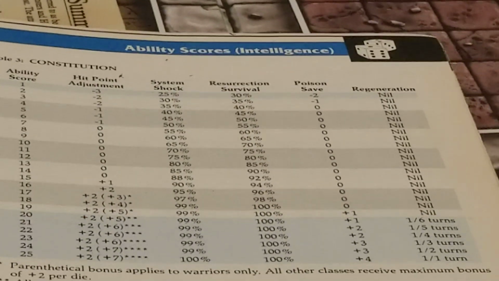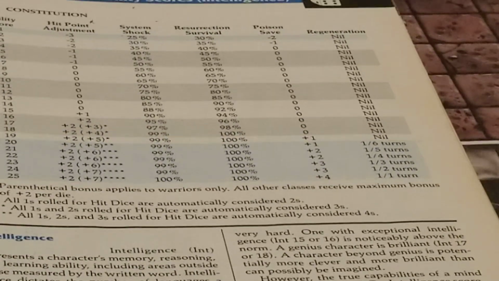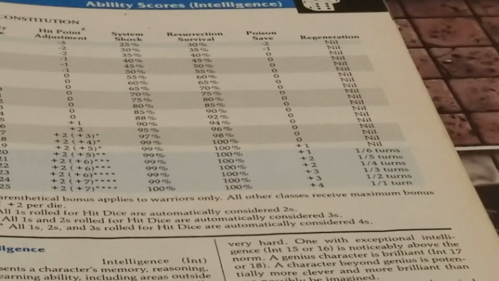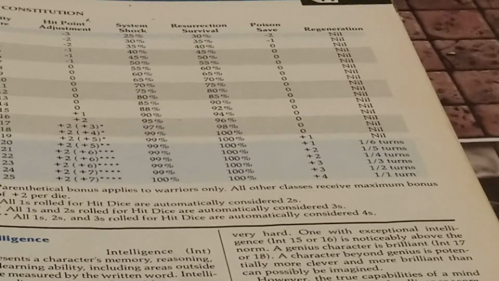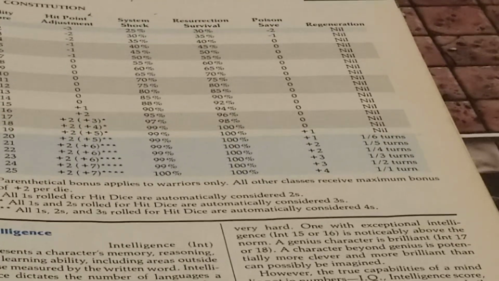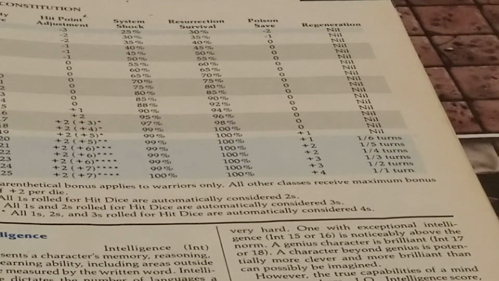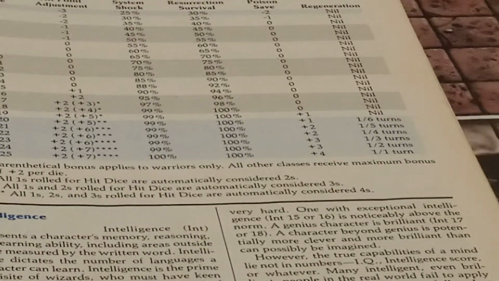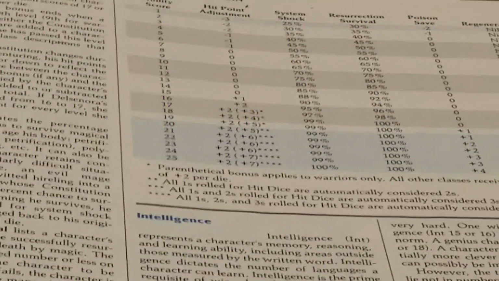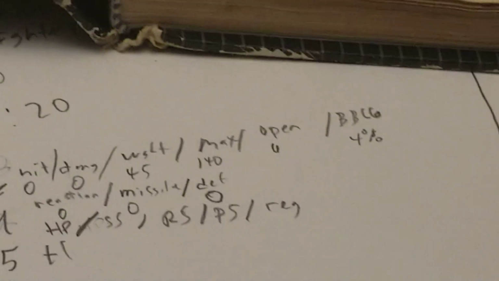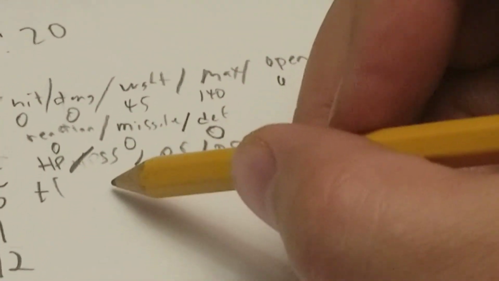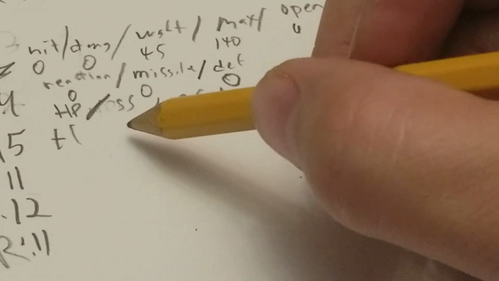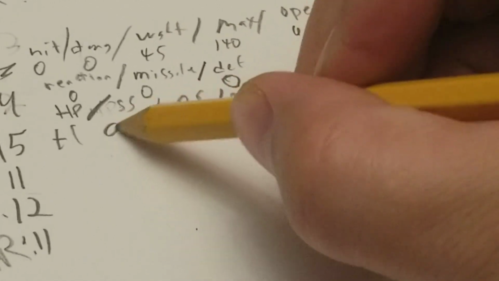Then we got system shock. RS, that's resurrection survival. If you get resurrected, will you live? Trauma survival. Yeah, poison save and regeneration. Now, obviously, you don't get regeneration until you hit like 20, I believe it is. And this is just off the top of my head. Not everybody has regeneration. So we get a +1 to our hit points. Our system shock survival is 90%, which is really good.